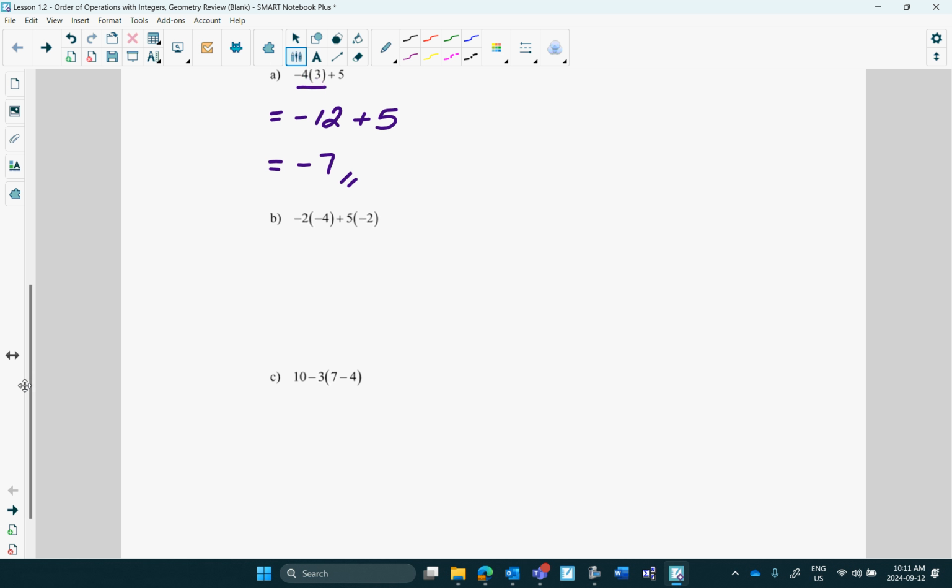Let's go a little bit more challenging. Well, I've got parentheses going on, but there's nothing happening inside. They're just around a couple of numbers. So now I go to my multiplication and division. Obviously, we don't see any division. Okay. Do you see multiplication? Yeah. What do you see? Sorry? -2 multiplied by -4. Yeah. Are there any other ones? Yeah. +5 times -8. Right.